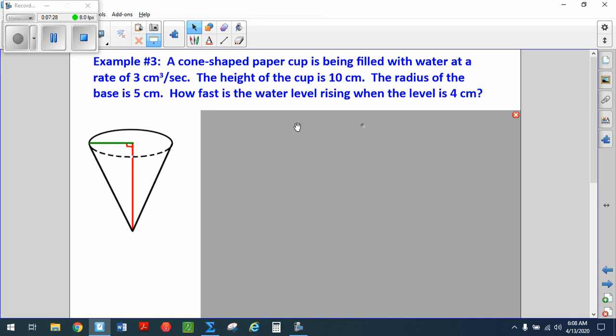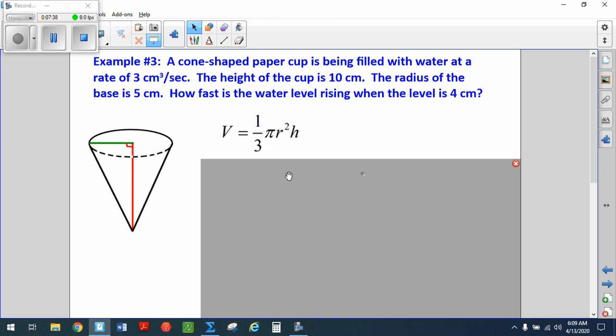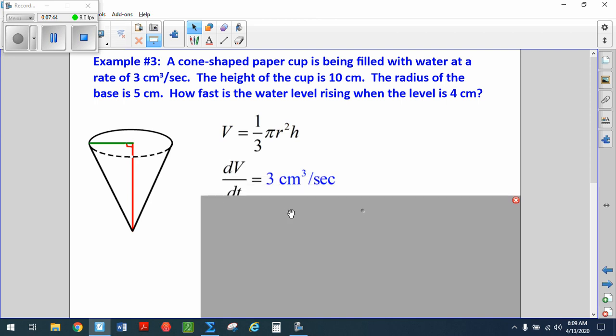So first I just start with volume of a cone. You might have to look up some formulas if you don't remember them. Volume of a cone is 1/3 times the area of the base of the cone times the height of the cone. So 1/3 pi r squared times h. They tell me that the volume is being filled up 3 cubic centimeters per second.